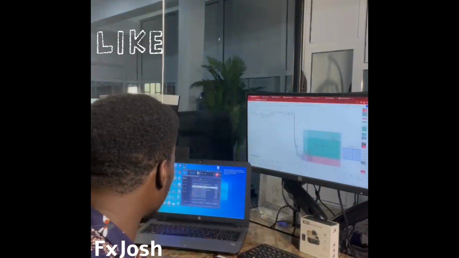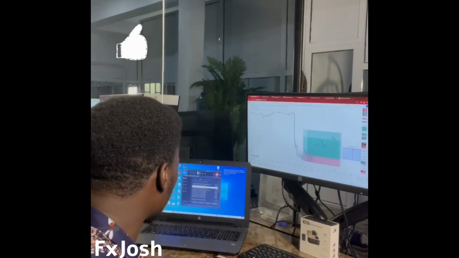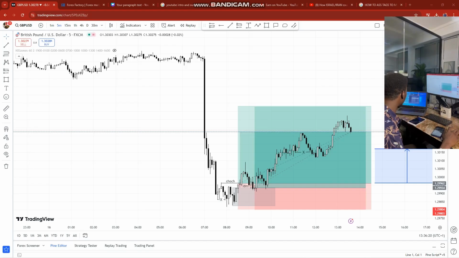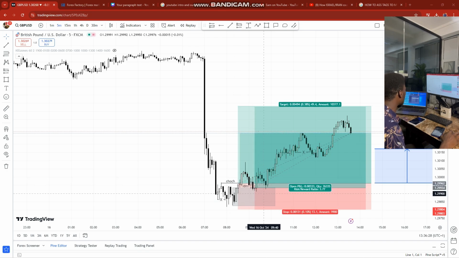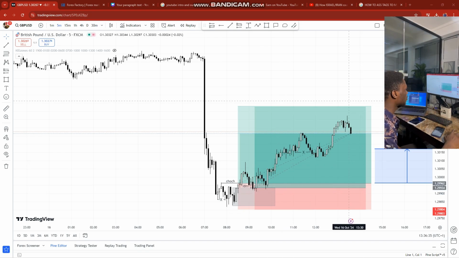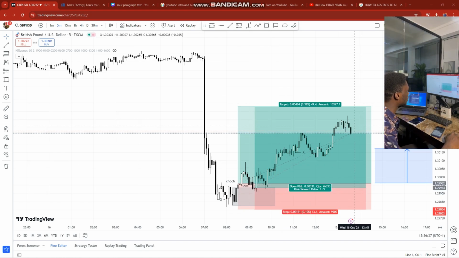So we are in a live trade, and this is GBP USD. We are in for the buy, and this is our trade here. We took this trade in the morning around the London session, because we saw our confirmation here. We had a liquidity sweep, change of character, and a retest on our order block. So this formed the basis of our trade.